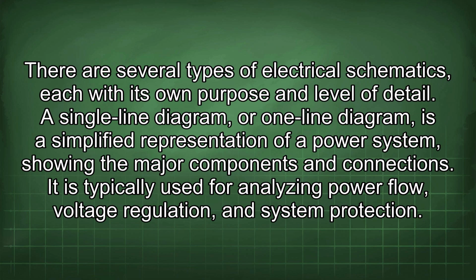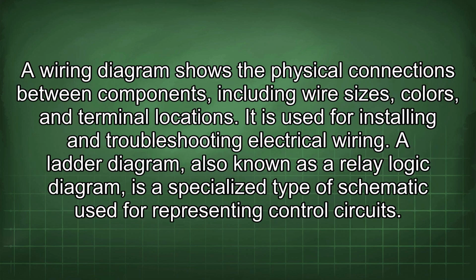A single line diagram, or one-line diagram, is a simplified representation of a power system showing the major components and connections. It is typically used for analyzing power flow, voltage regulation, and system protection. A wiring diagram shows the physical connections between components, including wire sizes, colors, and terminal locations. It is used for installing and troubleshooting electrical wiring.